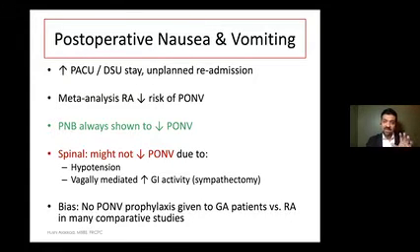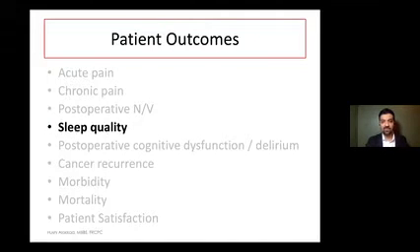Most of these studies had a bias, though. They compared regional anesthesia versus general anesthesia without giving prophylaxis. So we don't know what the numbers are exactly if we give prophylaxis, but generally regional anesthesia has a positive outcome compared to general anesthesia. I mean, regional compared to general.